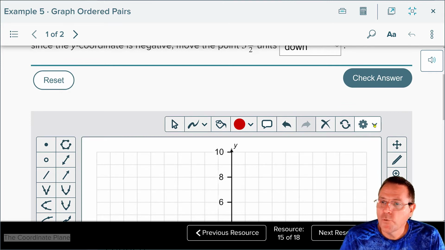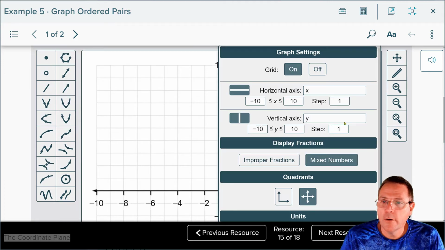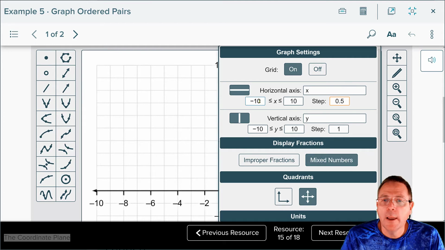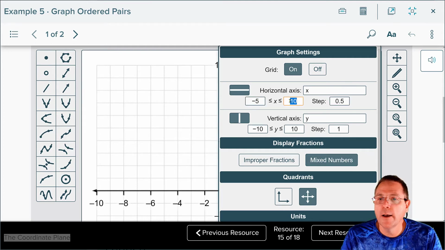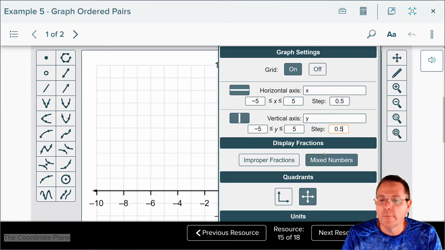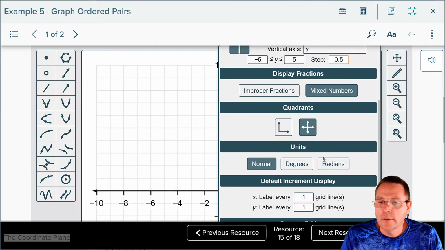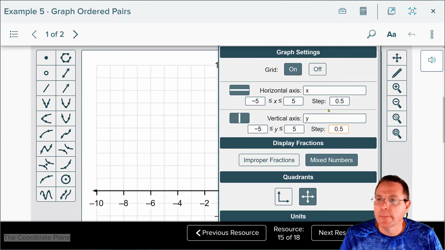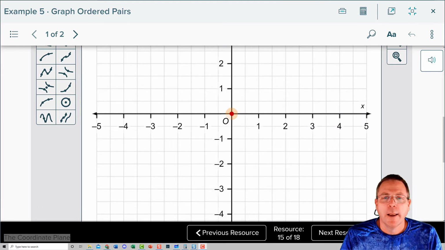All right, time for some training on using the graph. We're going to click our down arrow here. We're going to make the steps at 0.5, and I think we can actually go for numbers that are smaller than that. So let's do 5 and 5 and 5 and 5 here, with steps of 0.5 as well. All right, let's see what happens now. Now I think we're ready.